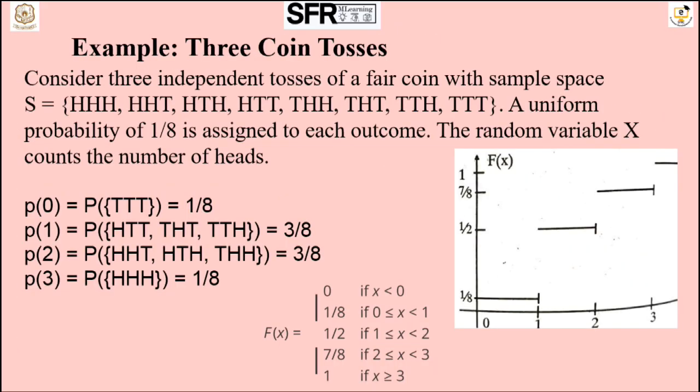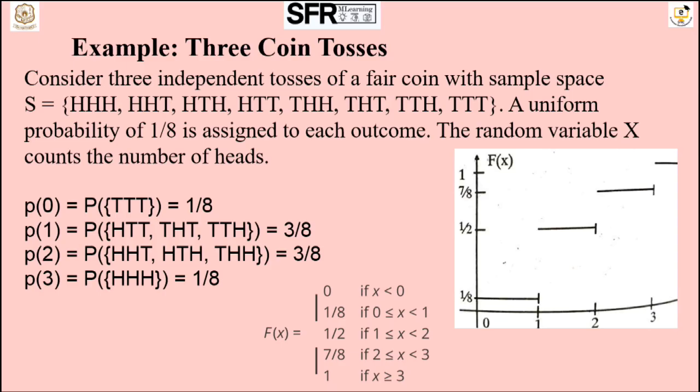One small example for the discrete random variable, which is a countable discrete random variable. Consider 3 independent tosses of a fair coin with the sample space. I am giving the distribution function as an image also, and I am also defining the probability. When we toss 3 coins, there are possibilities of 3 heads, 2 heads, 2 tails, or all 3 being tails. A uniform probability of 1 by 8 is assigned to each outcome. Each outcome gets the probability 1 by 8.